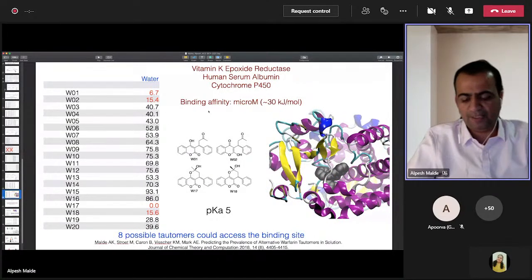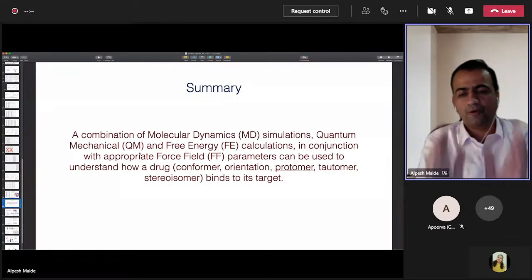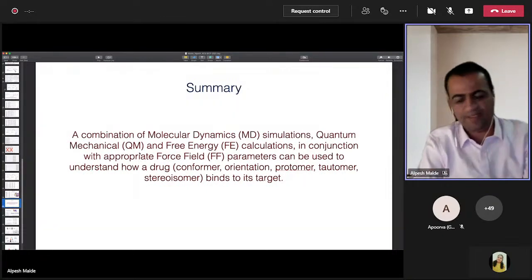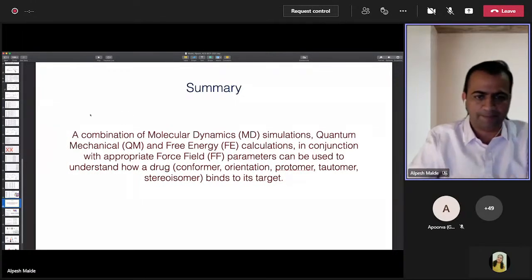generation of anticoagulants. So here I just give a brief summary of what we just described till now. What we have seen is that we can use a combination of molecular dynamics, quantum mechanics, and free energy, of course with the force field parameters, so that we can understand how a drug, be it its conformation, orientation, protomeric state, tautomeric state, or stereoisomeric state, binds to its target. And again, these methods are meant to go hand in hand with the experimental, say, X-ray and NMR approaches, and look at the complete picture. This is how the drug binds to the protein.